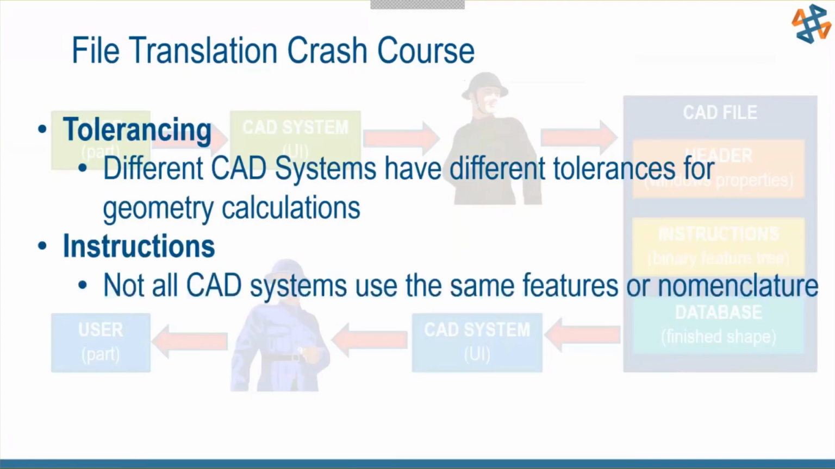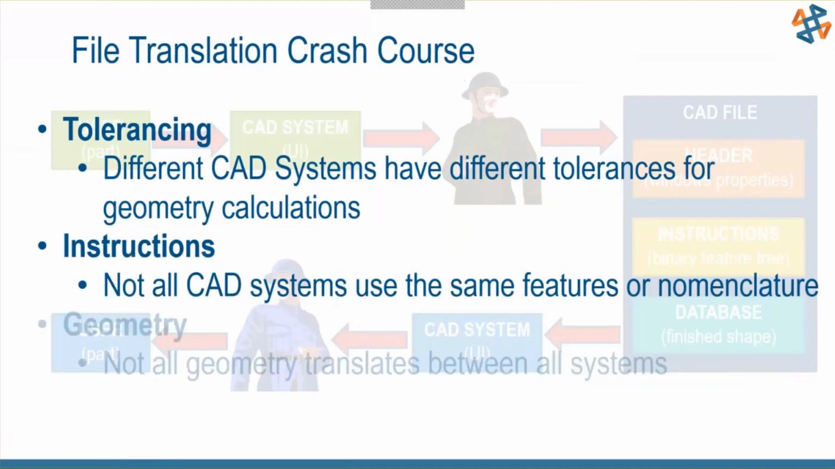Second, not every CAD system speaks the same language or even uses the same nomenclature, so instructions could be missing or not translated. Also, on that same concept, not all CAD systems' instruction sets are available. A lot of them are proprietary. Altogether, it's why we don't get a feature tree during the translation process. And last, not all geometry itself translates across systems, so a surface for a feature may not really be understood between 2 different systems.